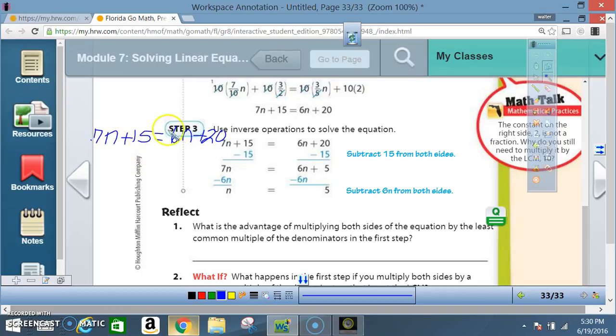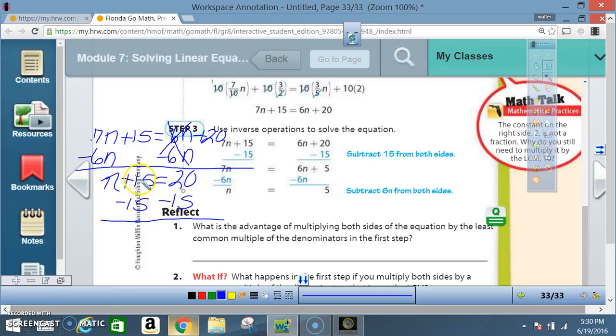So once again, we have a 7n and a 6n, which is smaller. So I'm going to say minus 6n here and minus 6n there. All right, now what's 7n minus 6n? That's going to be just n, or just 1n. Remember that 1 does not have to be written, but we know it's there. So I have n plus 15, and that's equal to, what's 6n minus 6n? That's 0, so that's gone. So bring down that 20. Now I can easily tell I'm going to move the 15, because that's the only way this n is going to be by itself. So I go minus 15, minus 15.